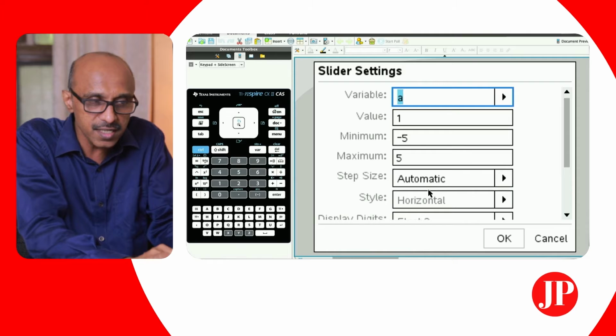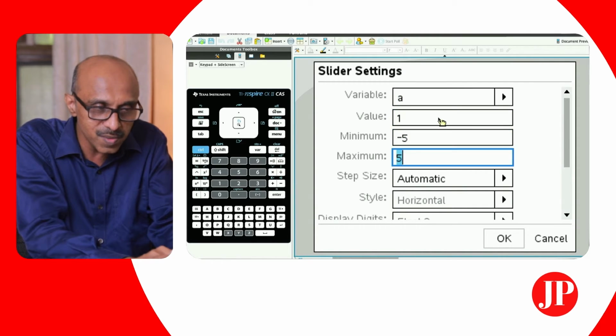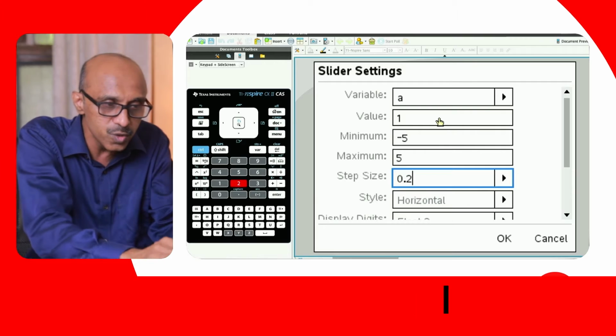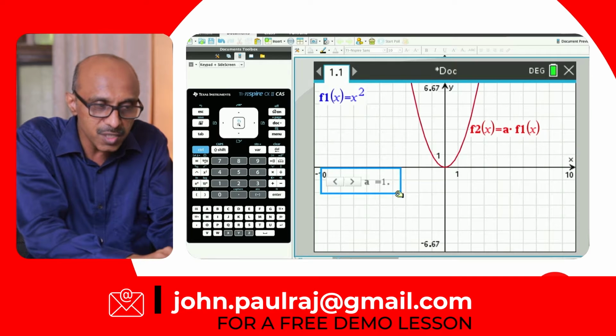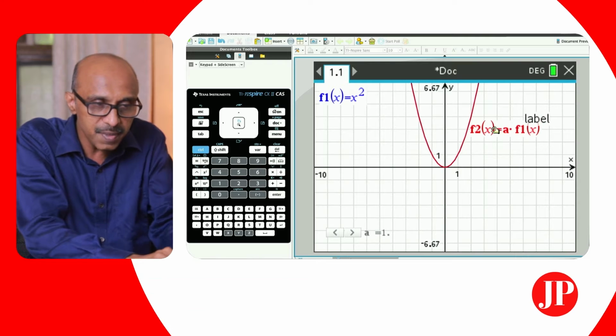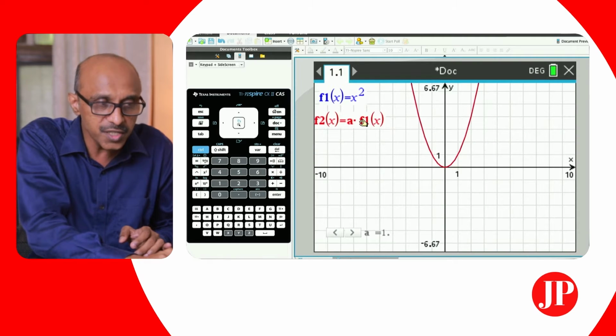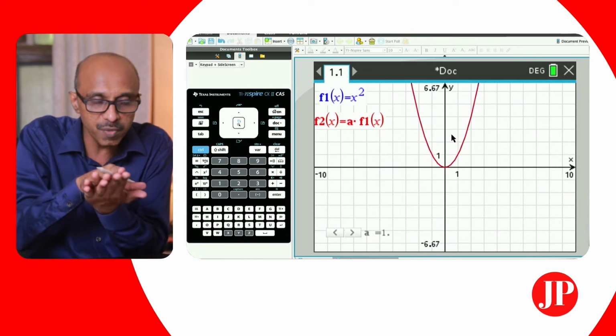Let's just go and change the settings of the slider. A is fine, value is fine, minimum, maximum is fine. Step size, let's make it 0.2, all right? And then the minimized slider is what I like, these buttons. So I'm just going to try and move it somewhere here, all right? That's good. This label, you're going to move it here. And as you can see, a is 1, and that's why they're right on top of each other.